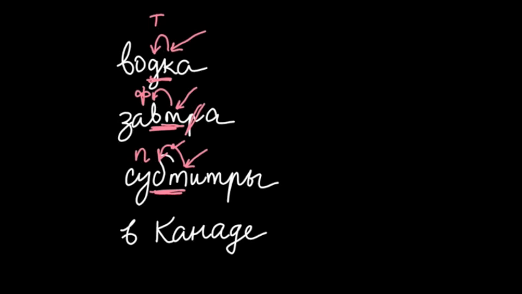This can sometimes even happen over boundaries of words, especially with prepositions. Like this one here. We pretend this is the same as if it were in one word. We pretty much always will smash the preposition with the next word. So k is voiceless, v is voiced. So what will happen here? V will become f. So в Канаде.